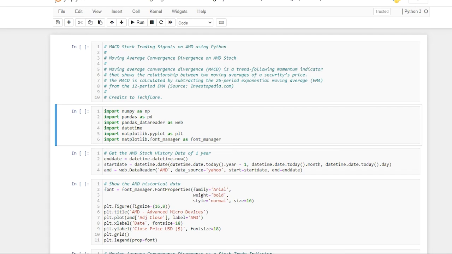Okay. Time to show the Python code to get a better understanding of MACD. We start by importing the Python libraries. The next step is to import the stock historical data of AMD. The choice for AMD is arbitrary.